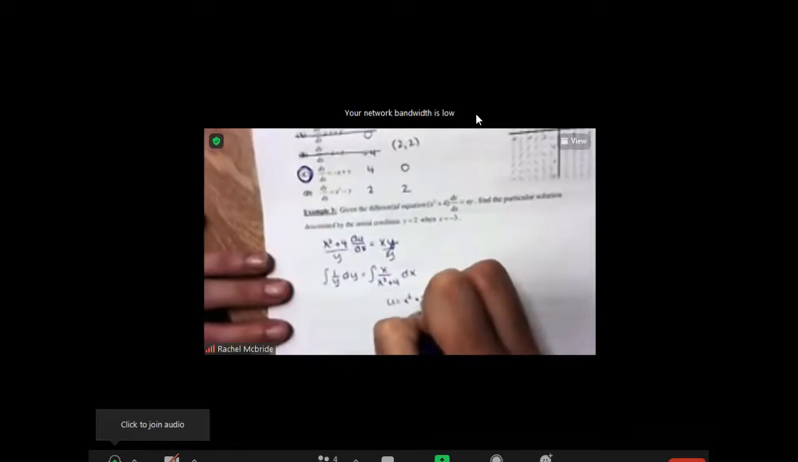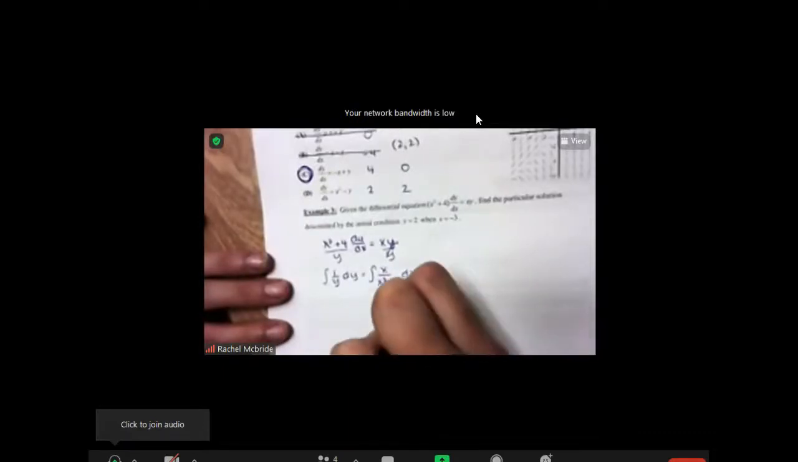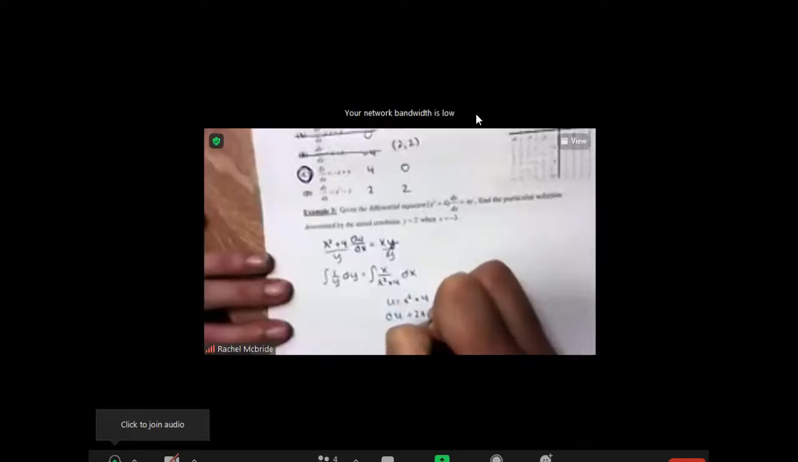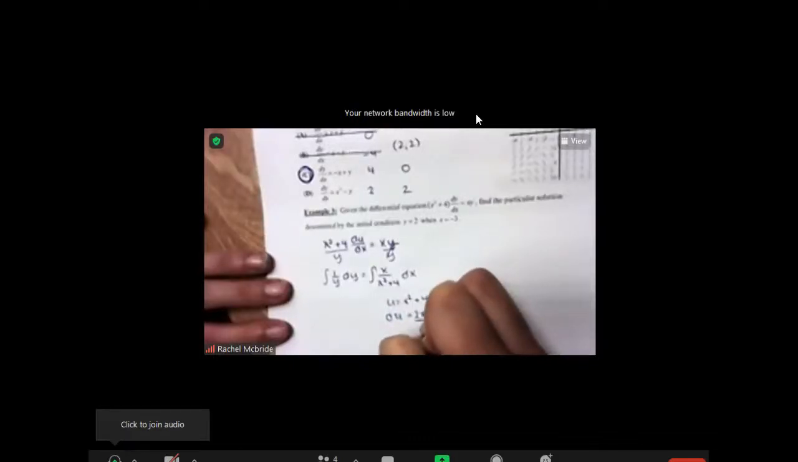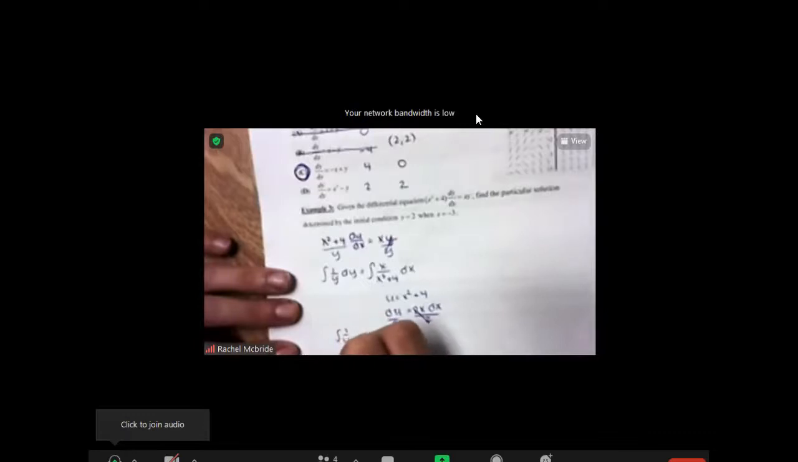In order to integrate this, you have to consider that this is a u substitution because you have an x squared on bottom and an x on top, and on bottom you have addition. So that would be like saying u equals x squared plus 4. du equals 2x dx. So the 2 is extra. So then this becomes 1 over y dy equals 1/2 the integral of 1 over u du.